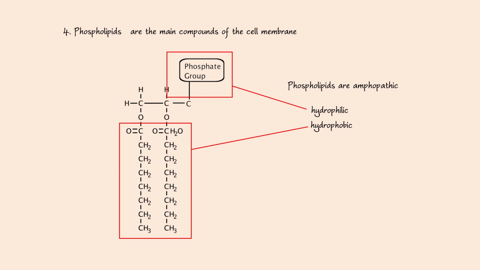The tail end is hydrophobic because fatty acids are nonpolar, and the head is hydrophilic because of the negatively charged phosphate group. In the next section, we will see how the amphipathic structure of a phospholipid makes it an ideal molecule for the cell membrane.